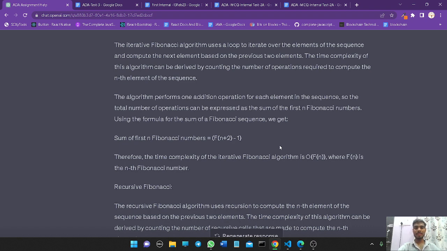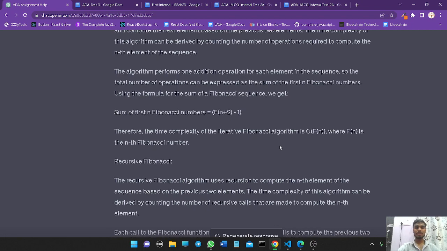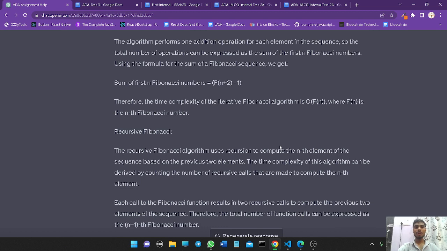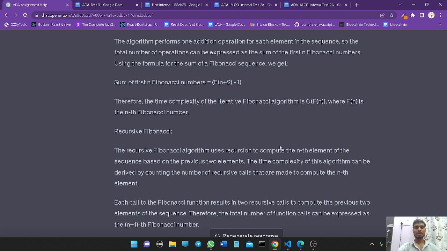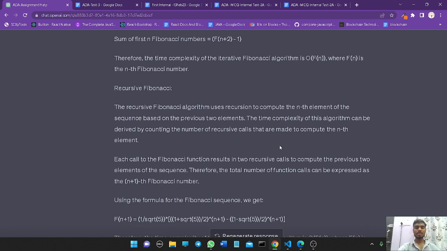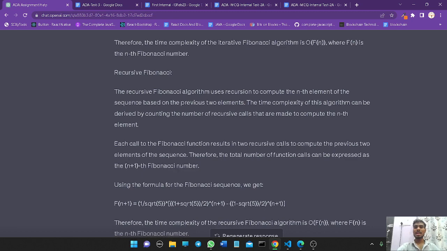The time complexity of this algorithm can be derived by counting the number of operations required to compute the nth element of the sequence. The algorithm performs one addition operation per element of the sequence, so the total number of operations can be expressed as the sum of the first n Fibonacci numbers. Using the formula for the sum of the Fibonacci sequence, we get the sum of the first n Fibonacci numbers as f of n plus 2 minus 1. Therefore, the time complexity of the iterative Fibonacci algorithm is O of f of n, where f of n is the nth Fibonacci number.